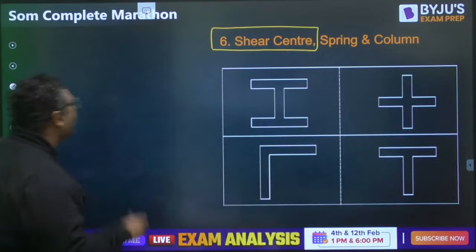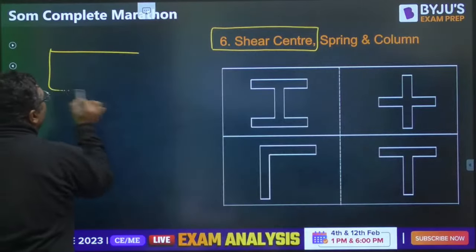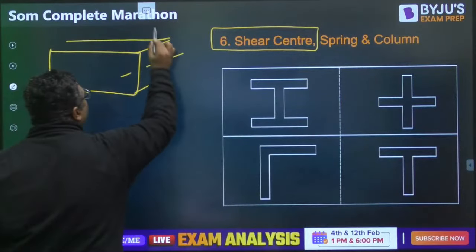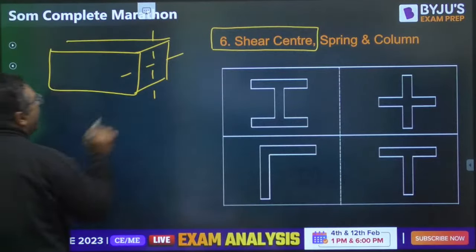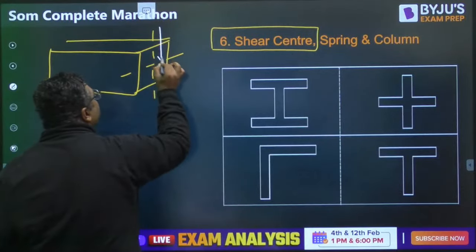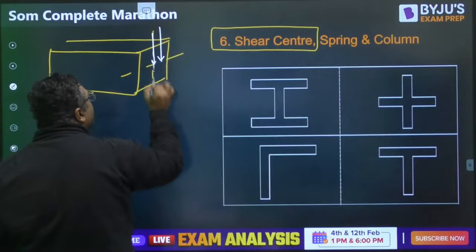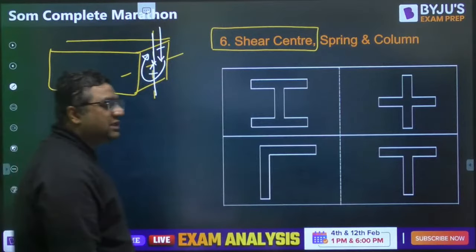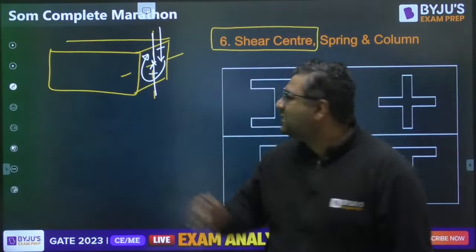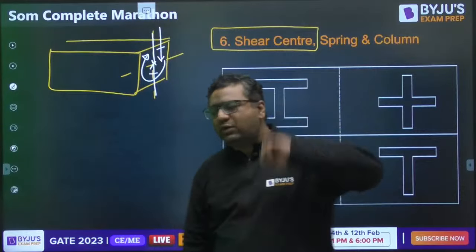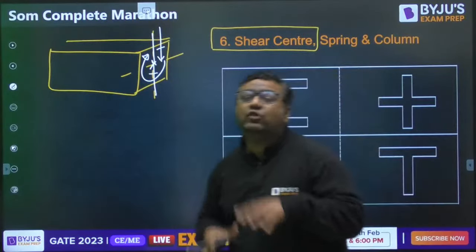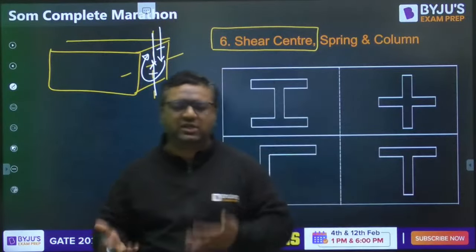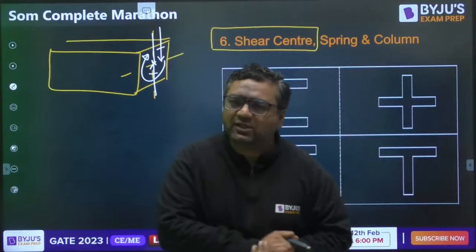So many students feel that if we have a body like this, and the shear force passes through a point other than the centroid, it will create a twisting moment for sure. So they feel that the centroid point is the shear center. I would like to say, guys, shear center is generally defined for open sections like I section, plus section, T section, L section, C section. For such sections, shear center is generally defined.